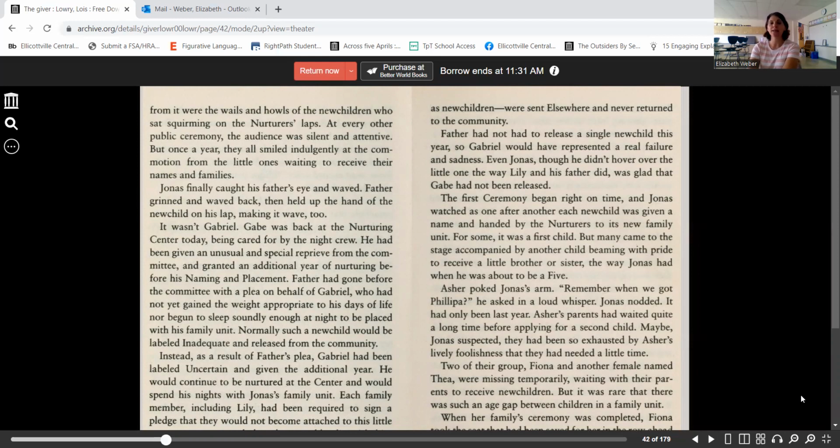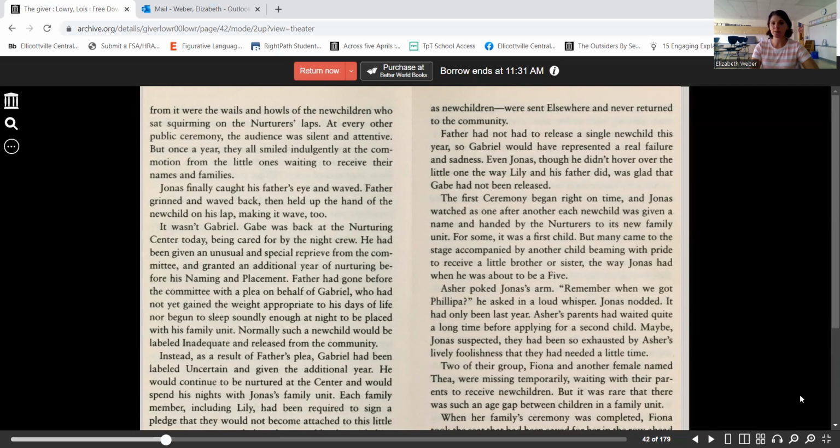Father had not had to release a single new child this year, so Gabriel would have represented a real failure and sadness. Even Jonas, though he didn't hover over the little one the way Lily and his father did, was glad that Gabe had not been released. The first ceremony began right on time, and Jonas watched as one after another, each new child was given a name and handed by the nurturers to its new family unit.